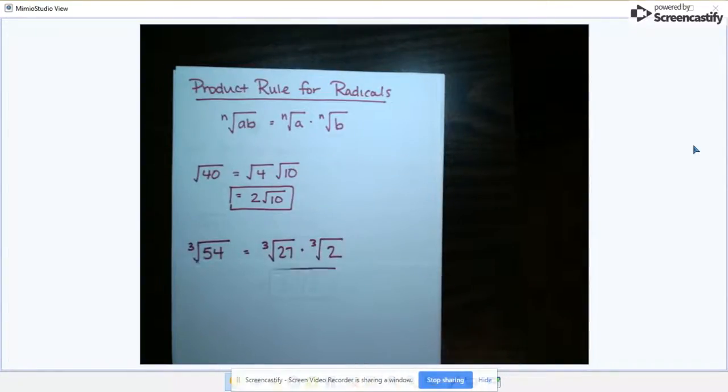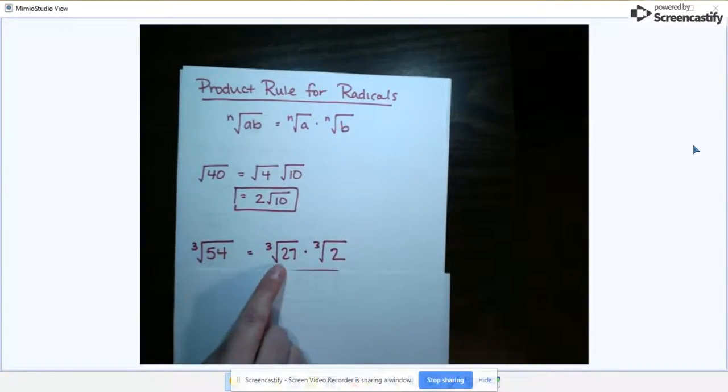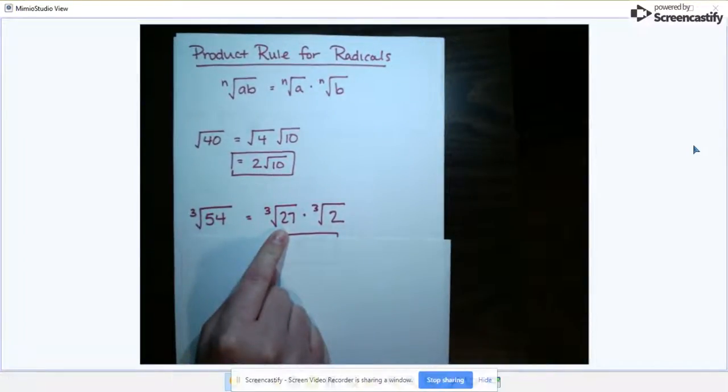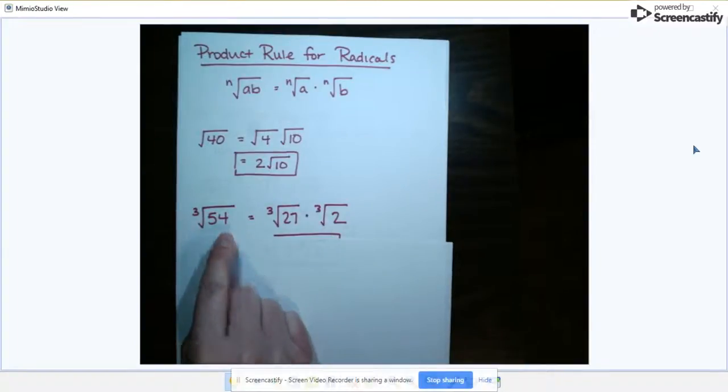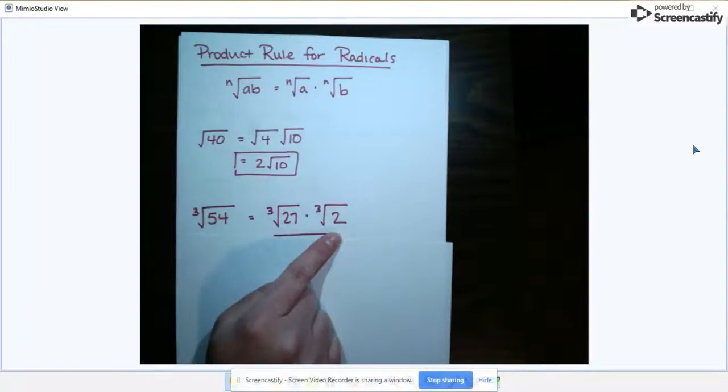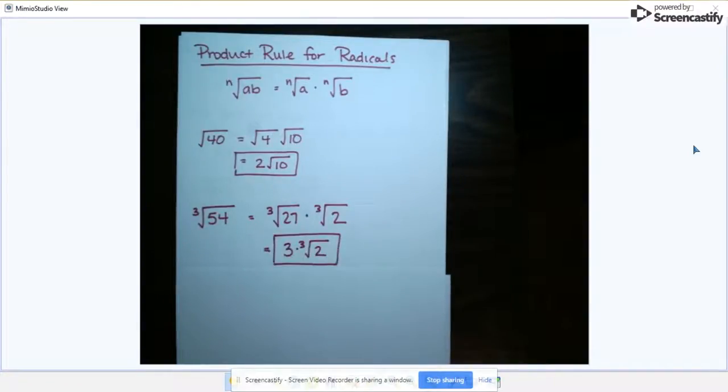Cube root of 57. So a very common cube root would be cube root of 27. I might have misspoke. Cube root of 54, we're going to use cube root of 27 in order to solve that. So cube root of 27 is common. 27 times 2 gives us 54. So notice I broke it into 2 factors. I have the cube root of 27, cube root of 2, and I can simplify the cube root of 27 to be 3. So our solution would be 3 times the cube root of 2.